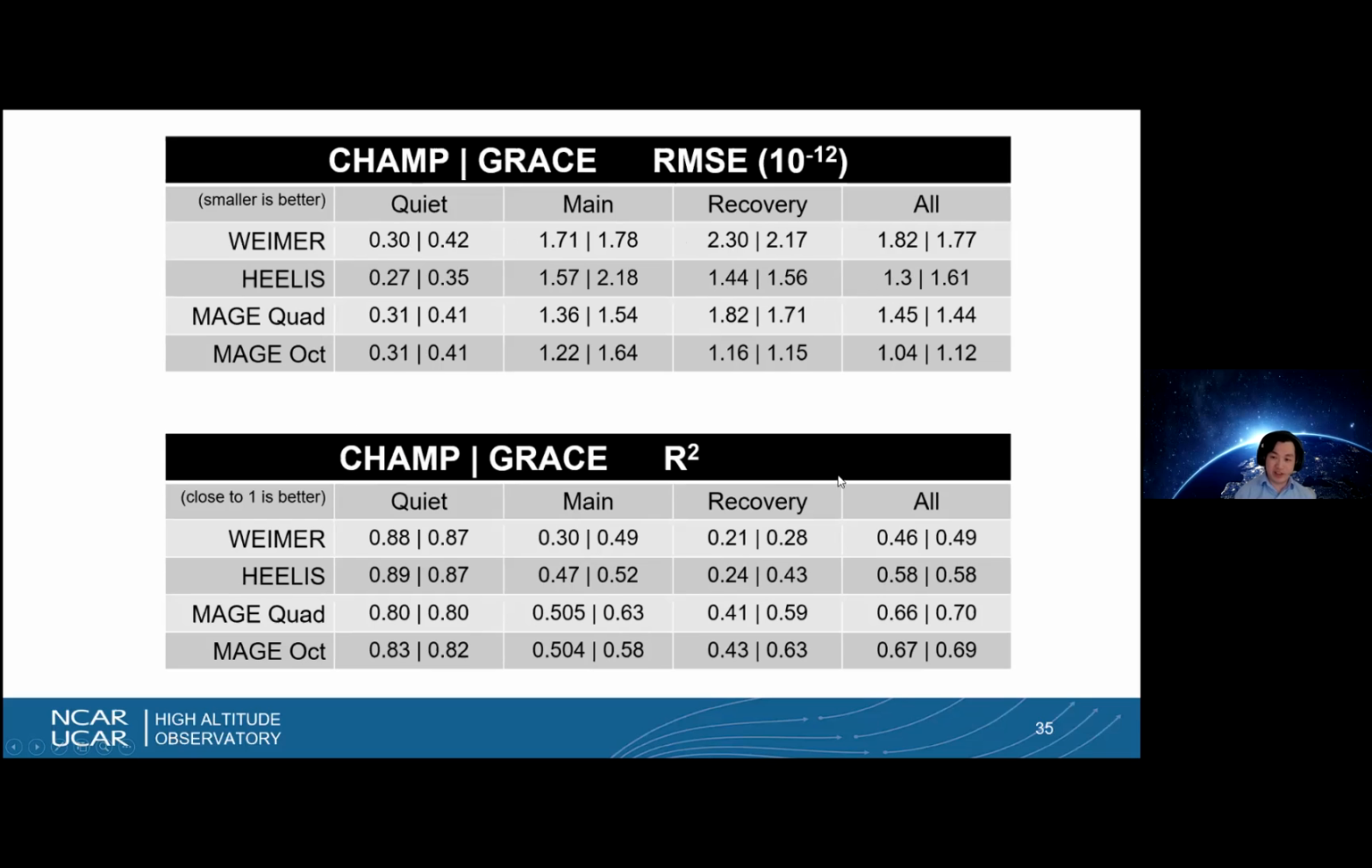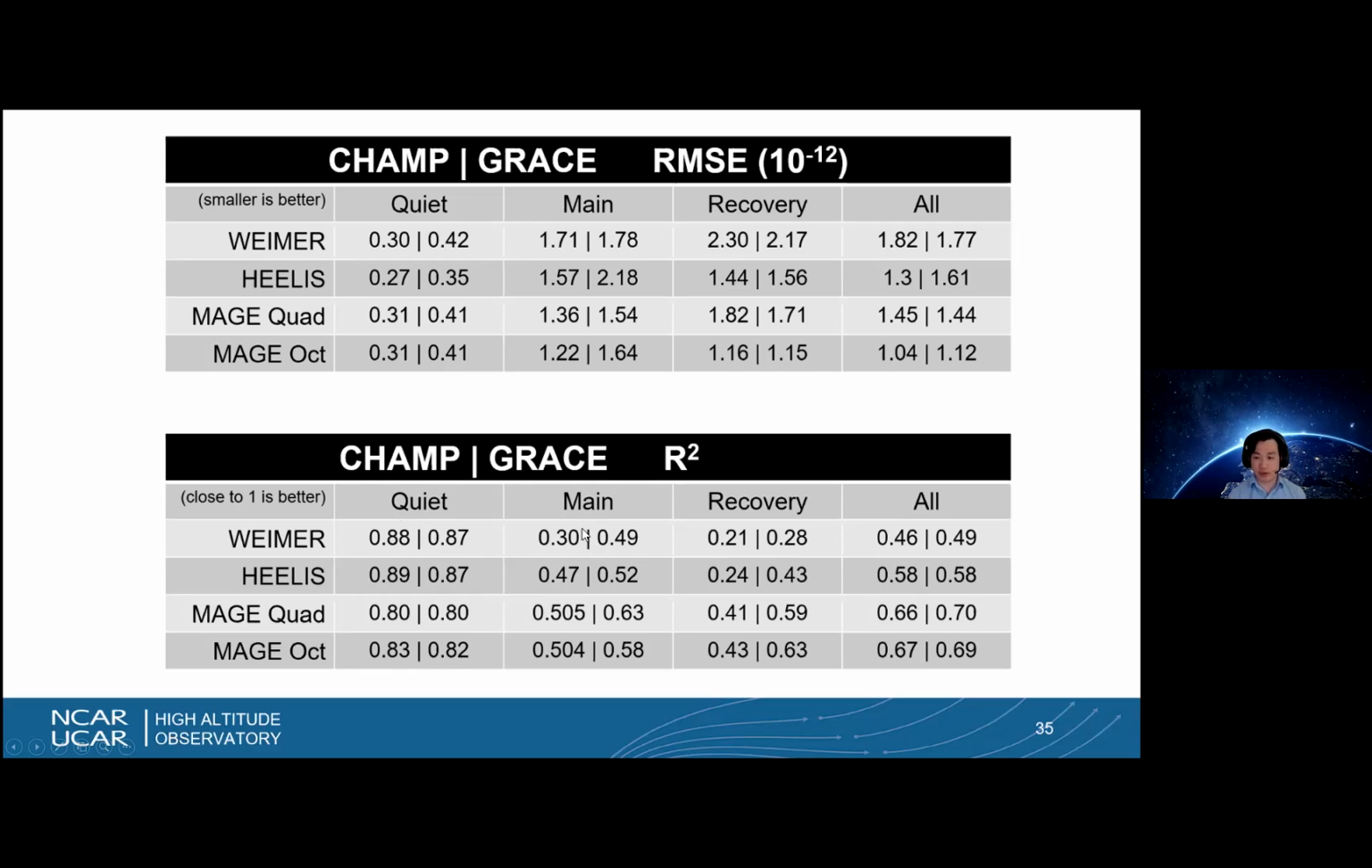All right, let's take a look at R squared. So closer to 1 is better. And if you take a look at the quiet period, you can see Weimar and Helix, with Helix doing slightly better than Weimar. And then that does a little bit better than the Mage. However, all the numbers are above 0.8. So all that means that all the models are doing a pretty good job.